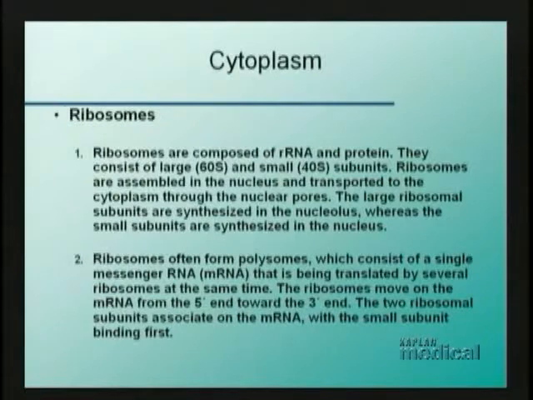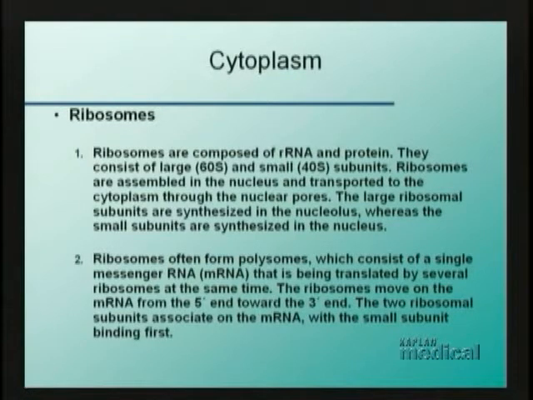So now, let's look at the first element in the cytoplasm, and these are going to be ribosomes. Ribosomes largely consist of ribosomal RNA and proteins. They have two component subunits, one small and one large. Basically, these are assembled in the nucleus and transported to the cytoplasm through the nuclear pores. And as we've already alluded to, these subunits are synthesized in the nucleolus, our non-membrane-bound nuclear inclusion.